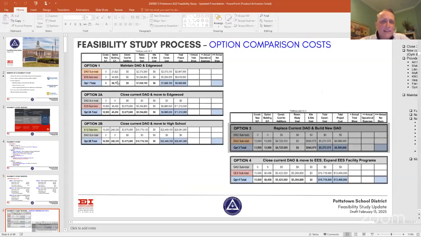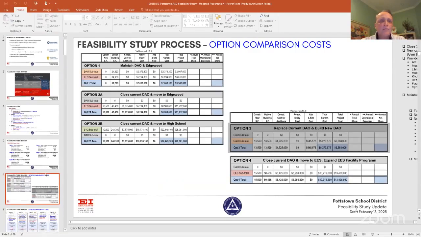Here, if everybody can see this, I hope it's not too small. It's just another way of looking at each of the different options. It shows the square footages, the cost for the renovation, and the cost for any new construction. So we put this in chart form so you can look at it a little bit differently, but it has the same information as the previous slide and the slide coming up here.